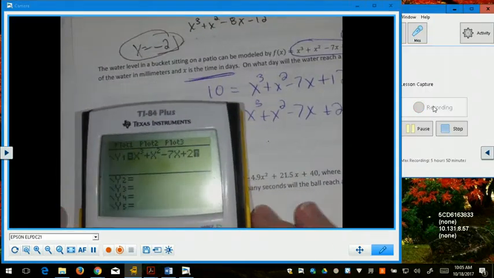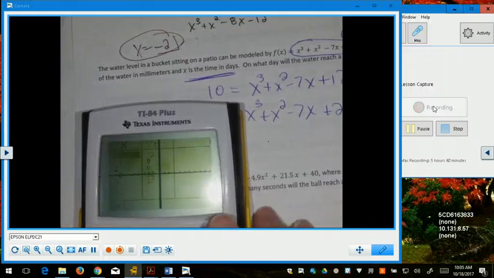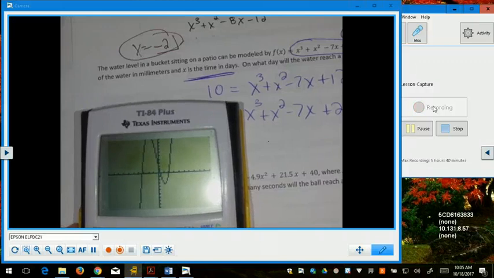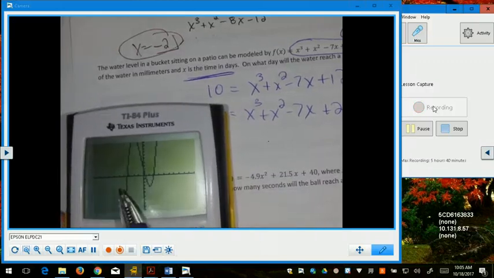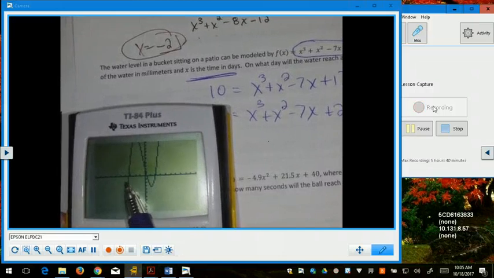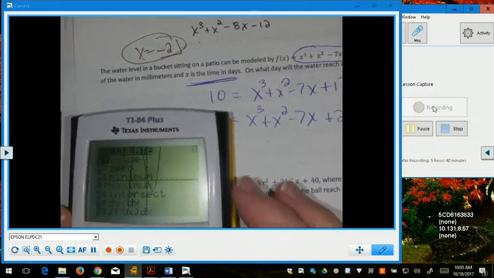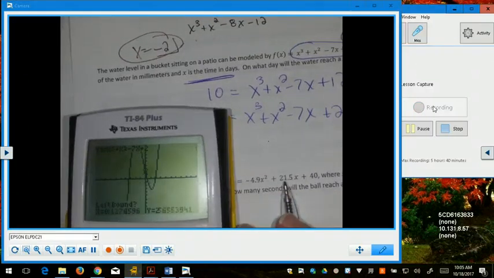And I'm going to go to second table, actually not table, I'm going to go to the graph. Might want to change the zoom, but whatever, zoom standard. And I'm going to find my zeros. Since we're talking about on what day, do you think I want this one back here? No, because we're not going to go backwards in time. So I'm going to go to second trace for calculating the 0.